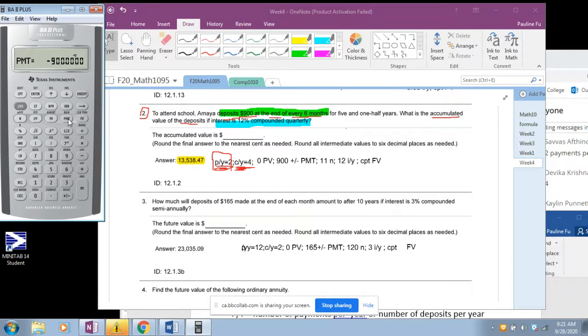And then interest is 12. So 12 IY. And next, I need to enter N, term N. What is term N? Anyone? What is term N? What is the number? 5.5 years. What is N?